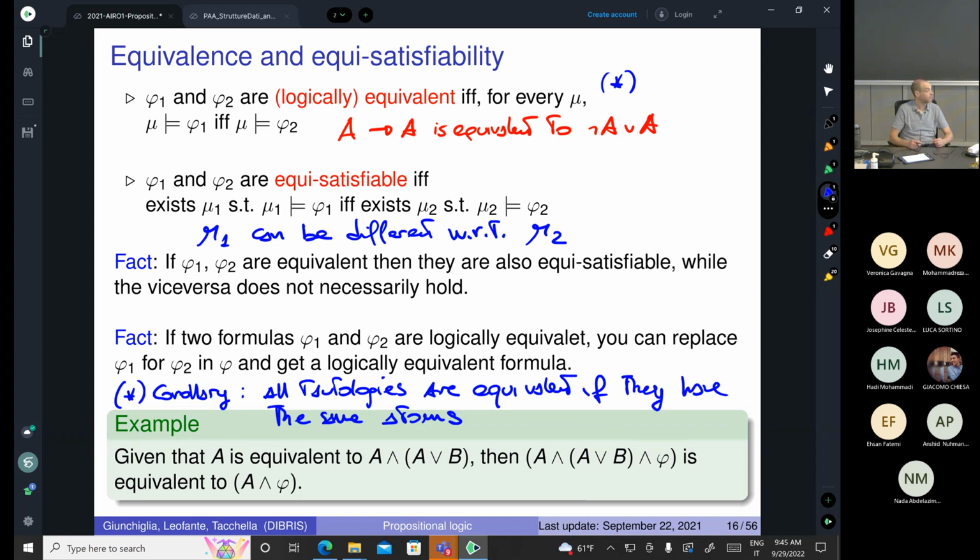Yes, of course, you can have satisfiable formulas that are not equisatisfiable. As long as you can find an assignment satisfying phi1 and not be able to extend it to an assignment that satisfies phi2.